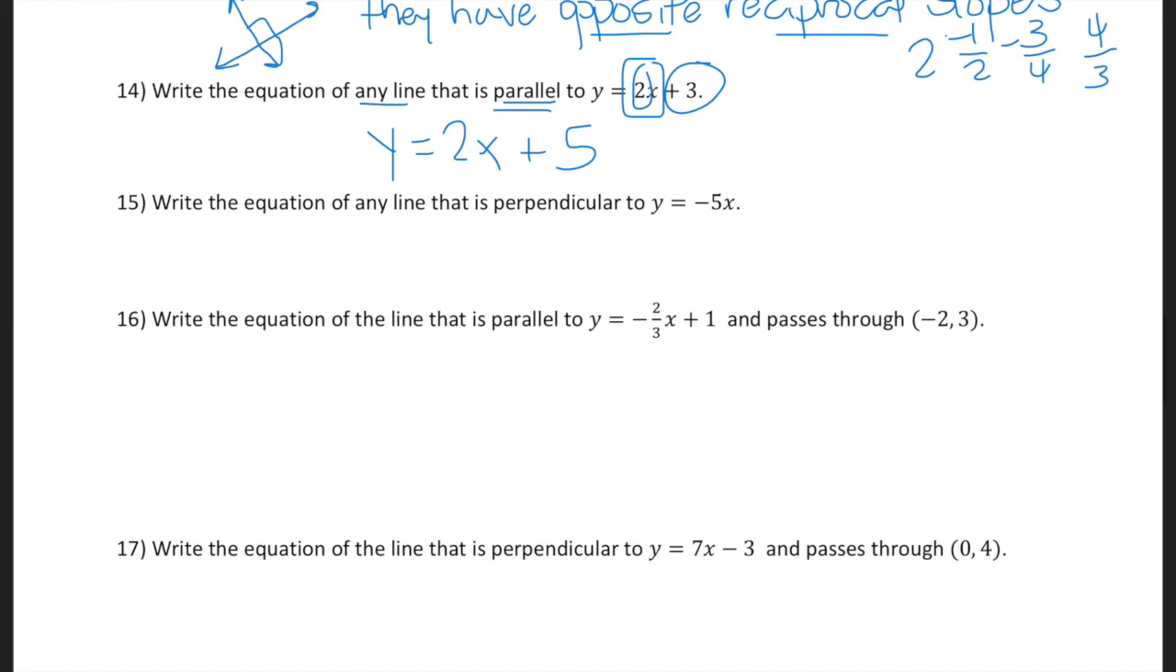Write the equation of any line that is perpendicular to y equals -5x. So -5 is -5/1. So the reciprocal would be positive 1/5, opposite reciprocal. So the slope has to be 1/5 x. And if it says any line, we could leave it like this, or we could add ourselves a different y-intercept if we wanted to.